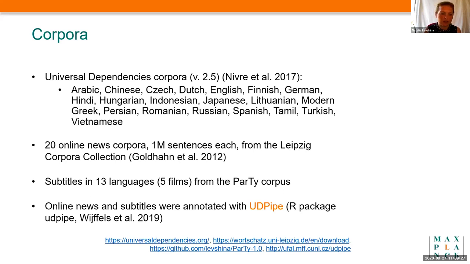I also used subtitles, film subtitles in 13 languages, representing 5 films of different genres from the parallel corpus. And I annotated the online news and subtitles with UDPipe, using the R package UDPipe. Of course, it will be interesting to try other tools like spaCy or other annotating tools, but so far, the more languages one has, the more time consuming it gets.